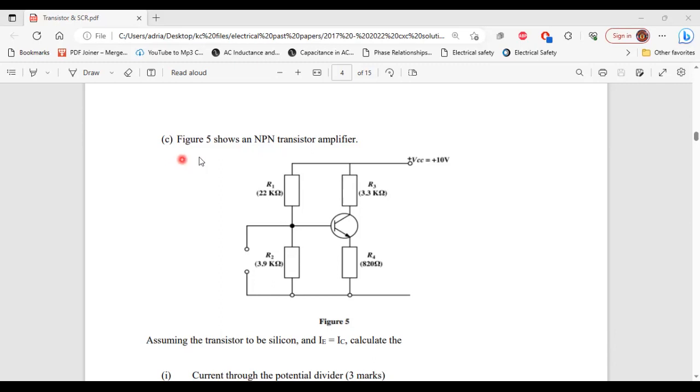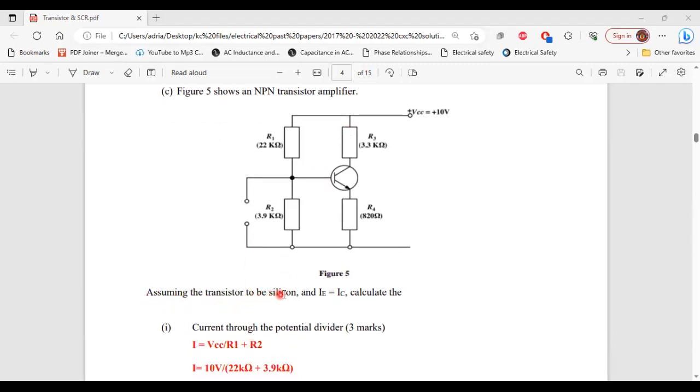Part C, it says figure 5 shows an NPN transistor amplifier. So this is figure 5, the NPN transistor amplifier. It says, assuming the transistor to be silicon and IE equal IC, calculate part 1, the current through the potential divider. So what they ask us to calculate is the current flowing through resistor R1 and R2. That's the current flowing through the potential divider, or what we call the voltage divider circuit.